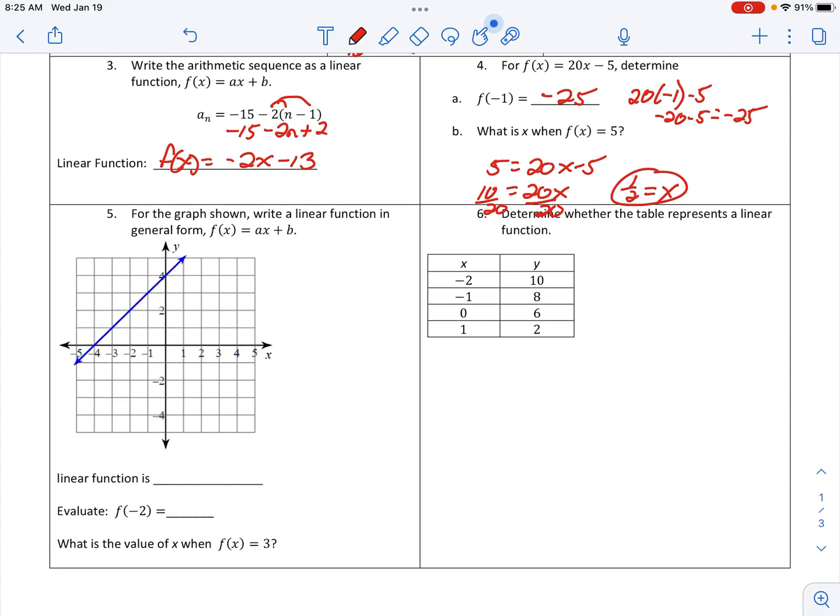Number 5. Gotta know the slope, gotta know the y-intercept to write the function. The slope is easy enough to find. Tell me how we are moving from point to point.